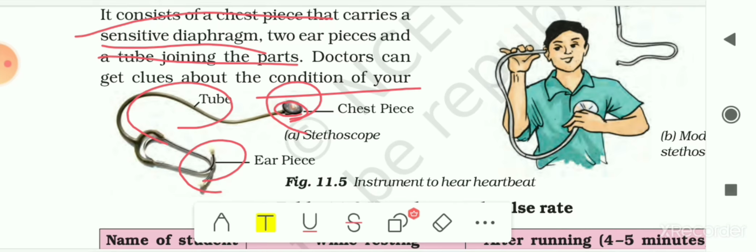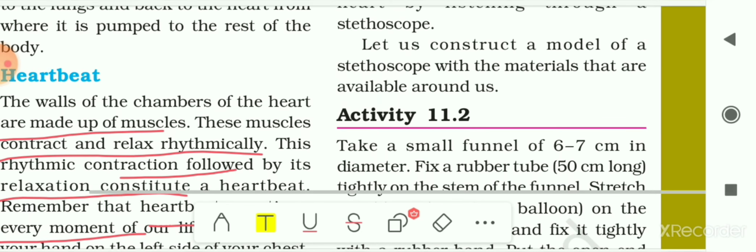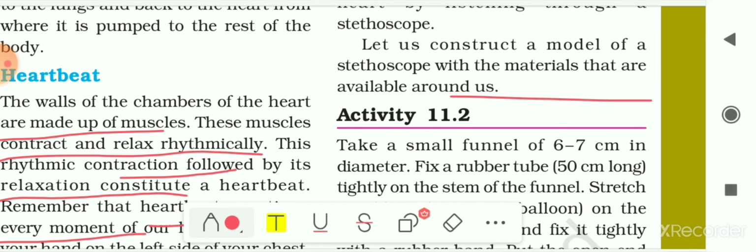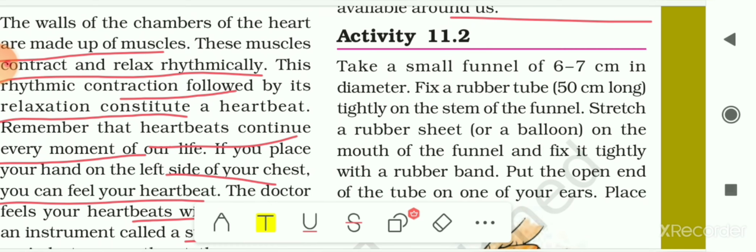Here one activity is given to you. After this activity you can make your own stethoscope. So now let us construct a model of a stethoscope with the materials that are available around us. With those materials also you can make this stethoscope. Here, for that, activity 11.2 is given to you.